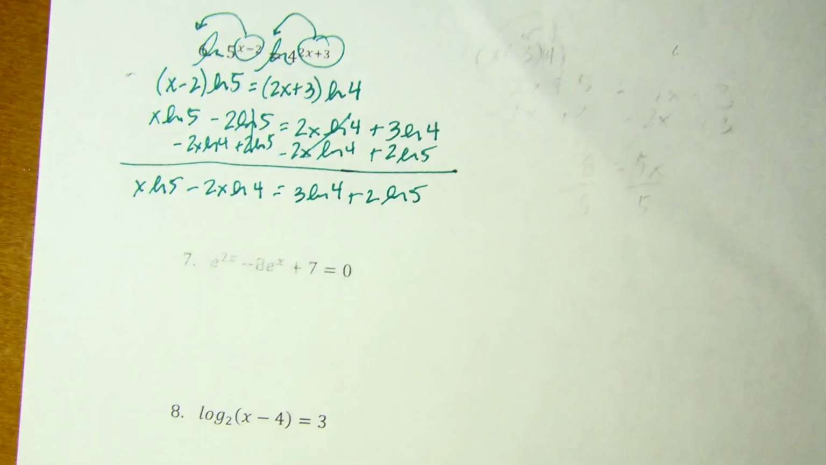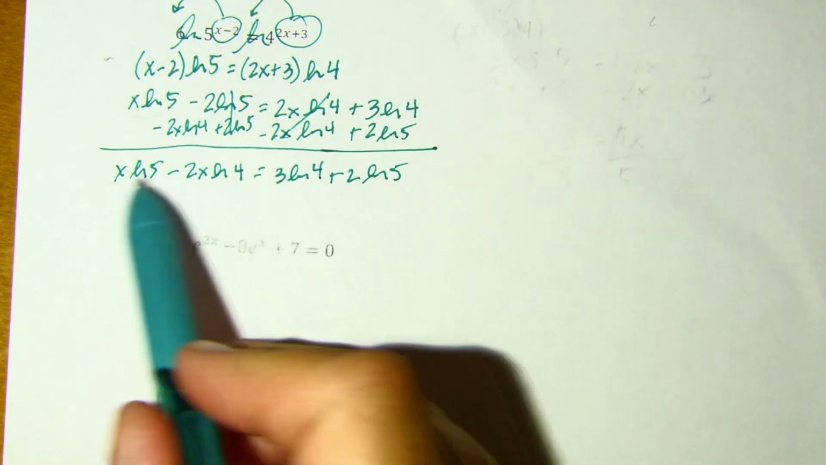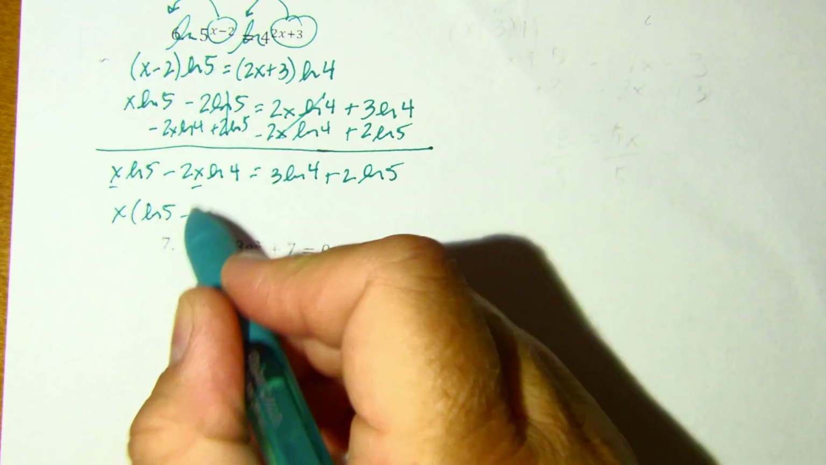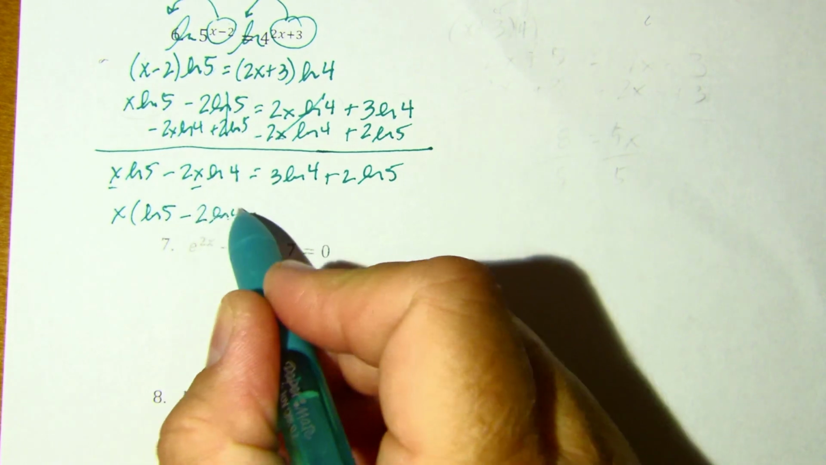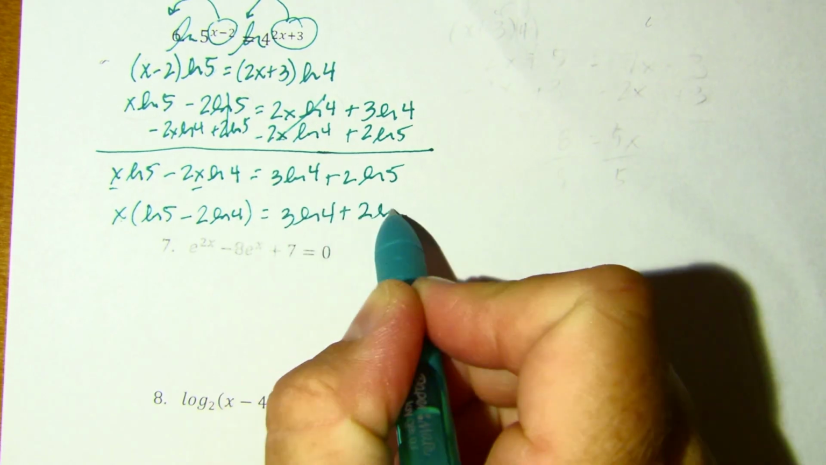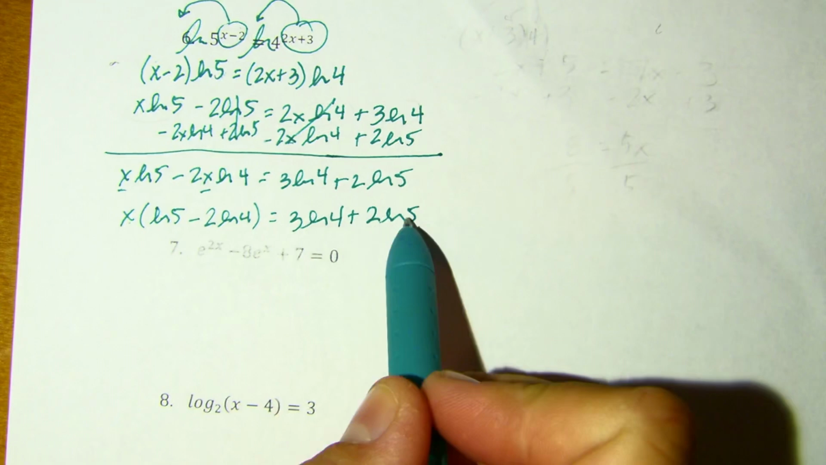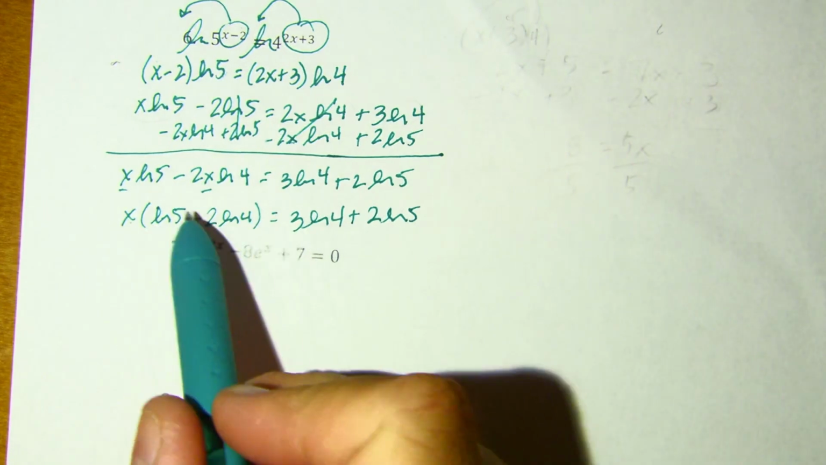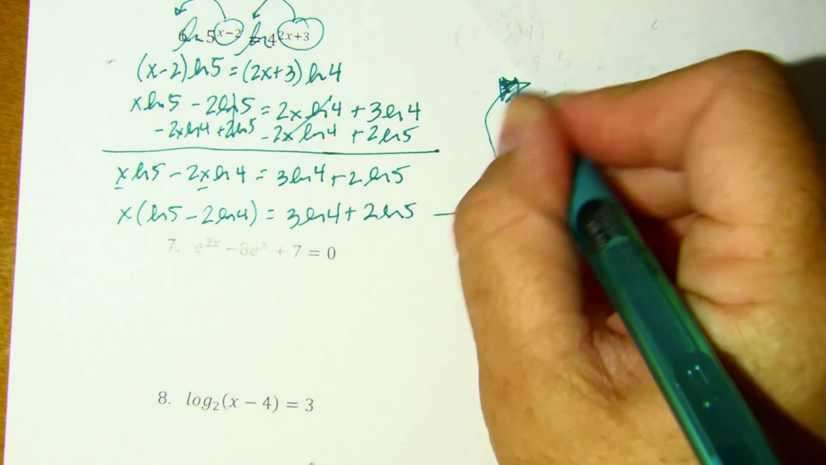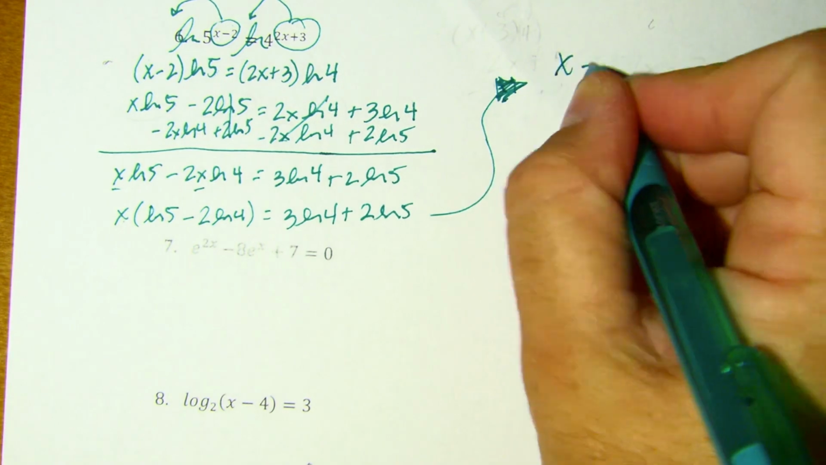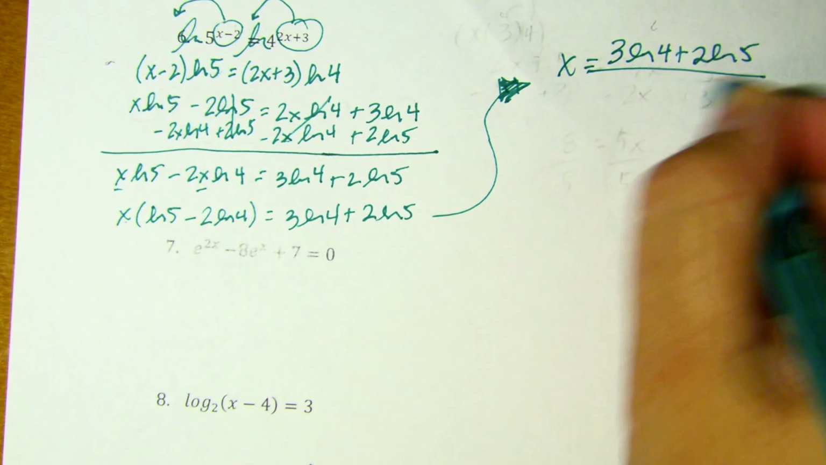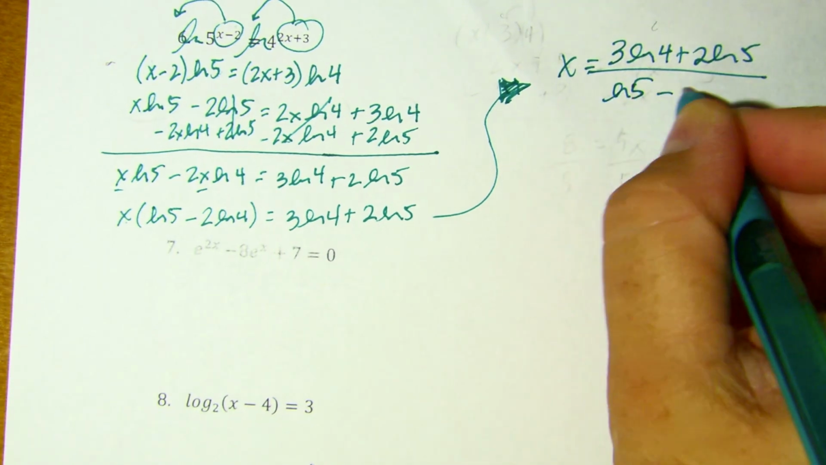Now both terms over here have an x, and I'm trying to solve for x. So they have a common factor of x. I'm going to factor that out, and what I'm left with is ln 5 minus 2 ln 4. And now I just have one x that I can solve for. Well, this just represents a number, and this just represents a number, and that's x, so I can divide by this number onto the other side. So I have x is equal to 3 ln 4 plus 2 ln 5 over ln 5 minus 2 ln 4.